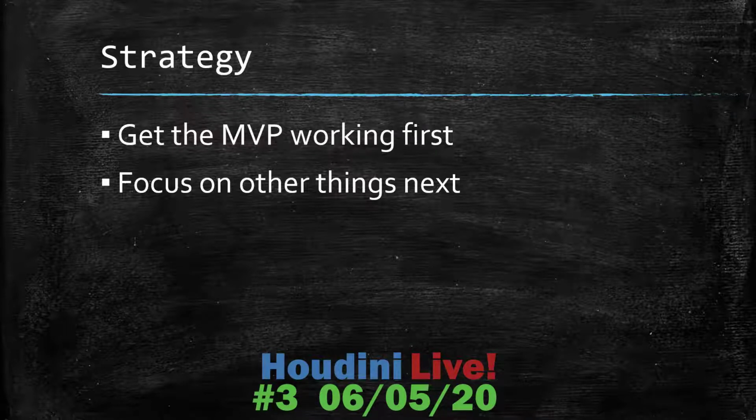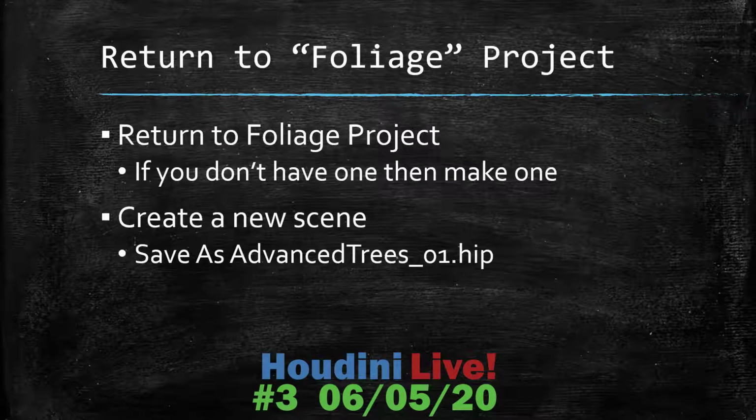This strategy of what we've got to work on is something called the MVP, the minimal viable product. We're going to get that working first. Get the minimal viable product working first, and then we start focusing on the other things. So we're going to return back to the Foliage Project.